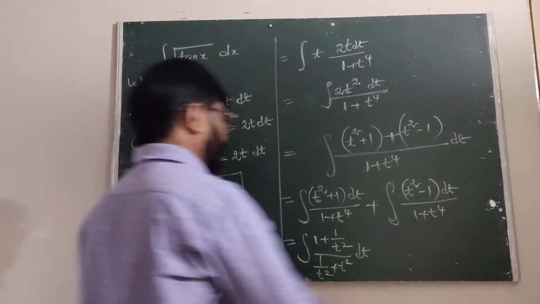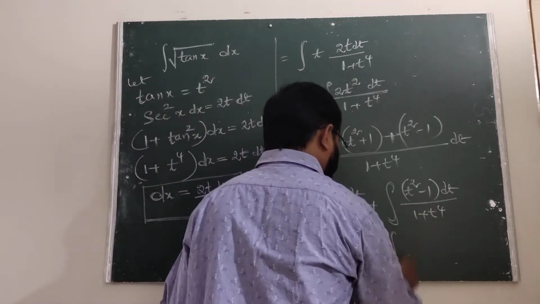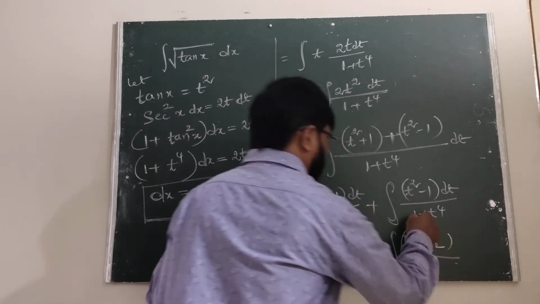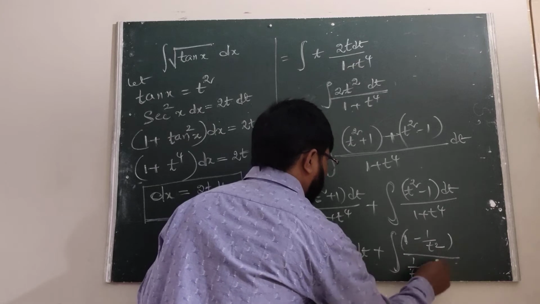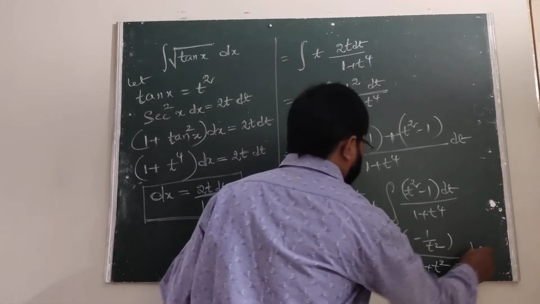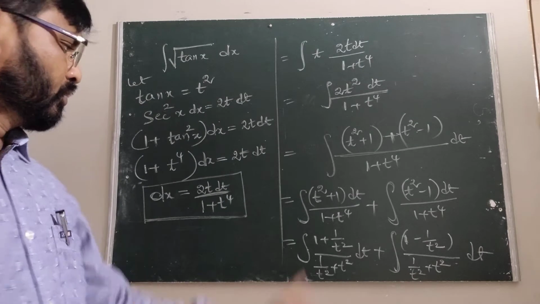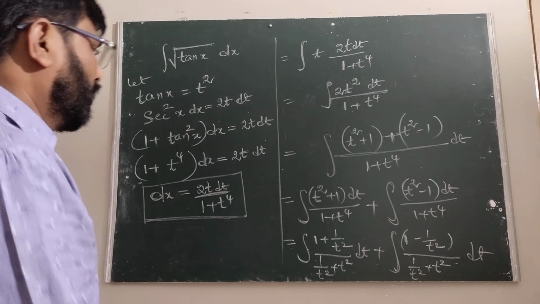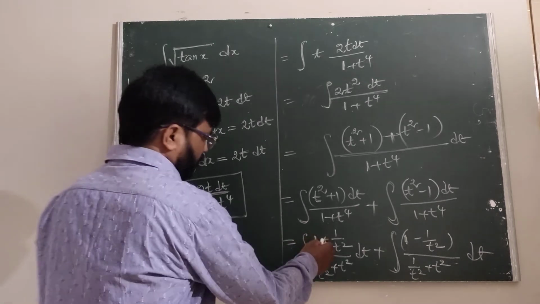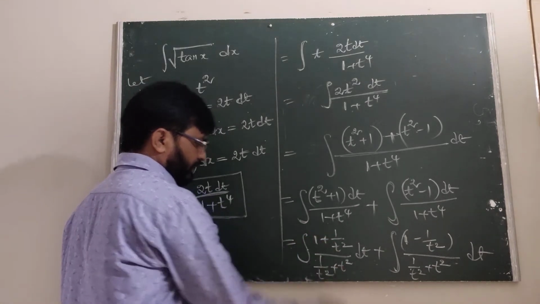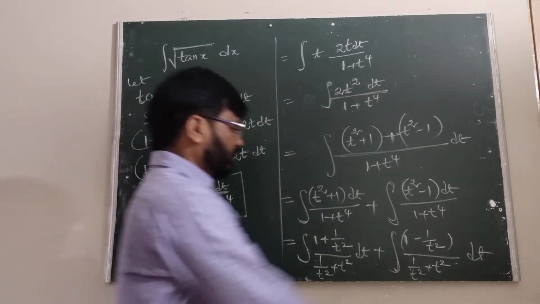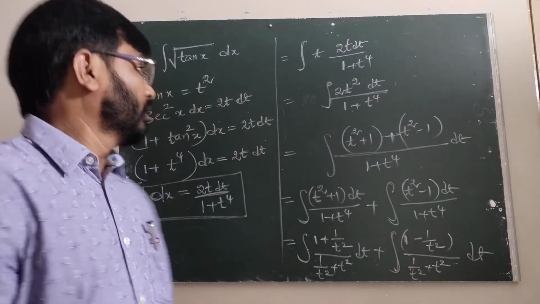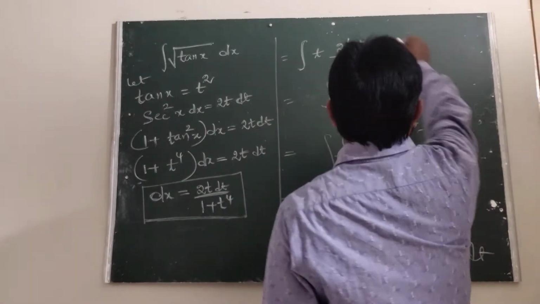Now that one also we can write: t square by t square is 1, minus 1 by t square, upon 1 by t square plus t square dt. The numerator and denominator are both divisible by t square. After that, in the numerator there is a plus, so here we can write t minus 1 by t. Here the numerator has a minus between them, which can be written as t plus 1 by t.